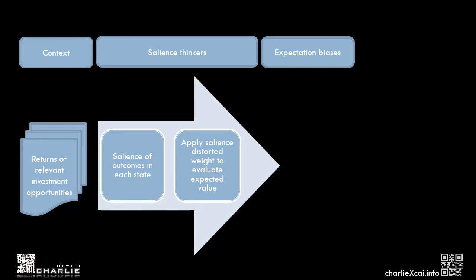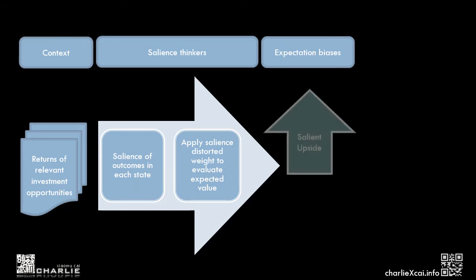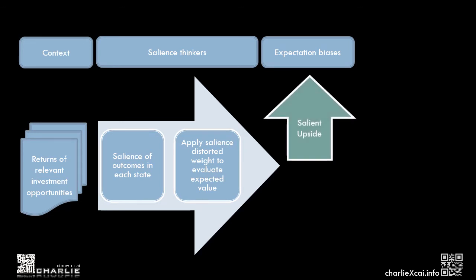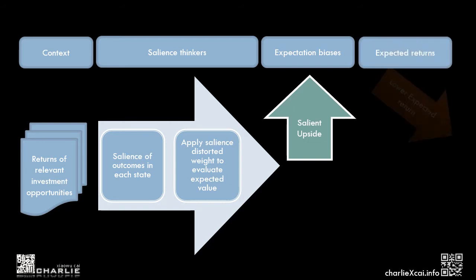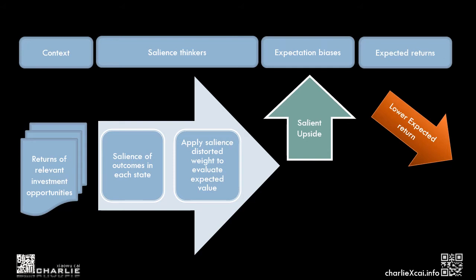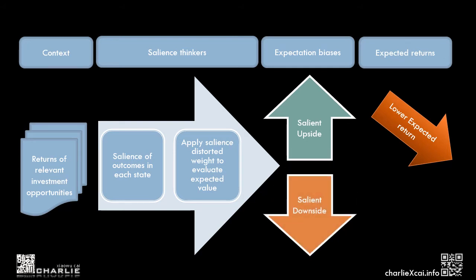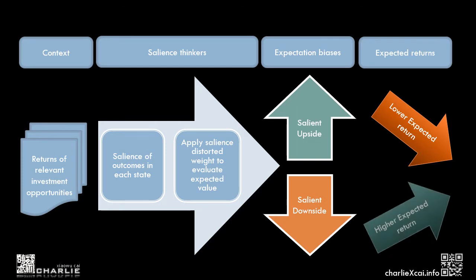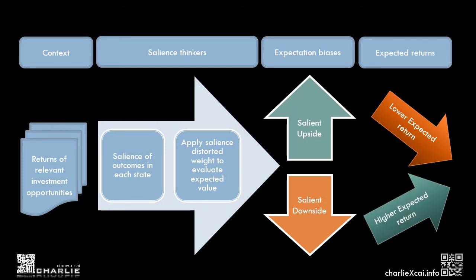This leads to biased expectations, especially when securities with a salient upside dominate the investor's attention. This creates an upward bias in expectations and leads to a lower expected return in the future. By contrast, other investment profiles may have a salient downside, which leads to a higher expected return in the future. In other words, investments with a salient upside are expected to have lower expected returns, while investments with a salient downside are expected to have higher expected returns in equilibrium.